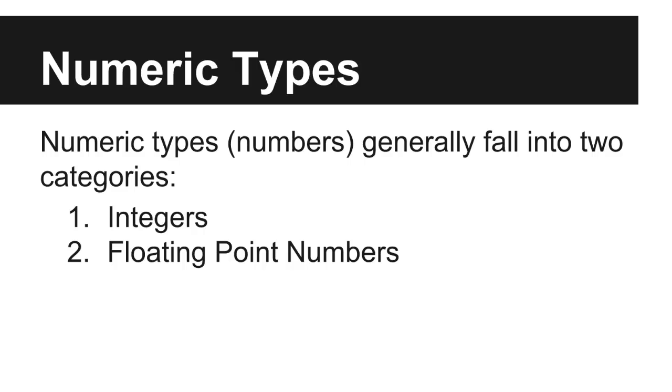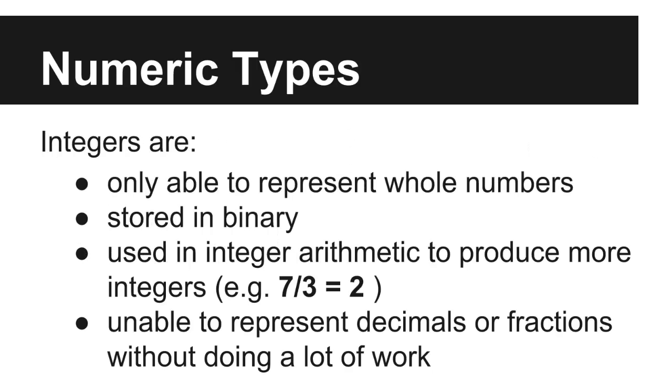Today, very specifically, we're going to talk about the numeric types, that is to say numbers, which generally fall into two categories. You have your integer types, that's your byte, your short, your int, and your long, and then the floating point numbers, which are float and double, which stands for double precision floating point number. So with integers, we can only use them to represent whole numbers. We store them in binary, and then we use them in integer arithmetic to produce more whole numbers.